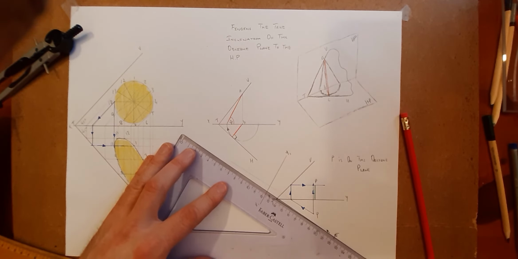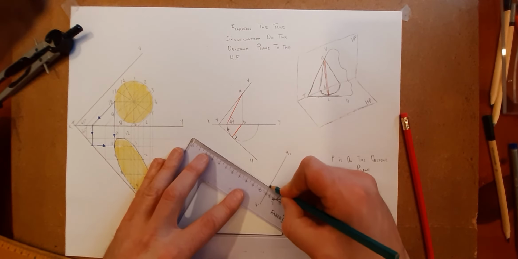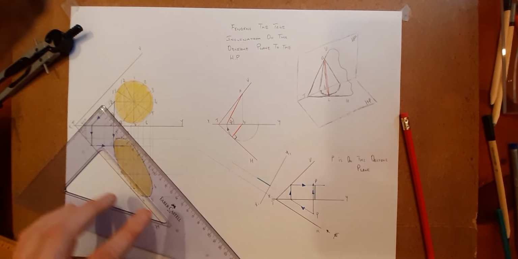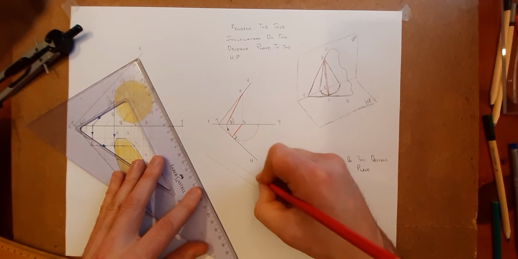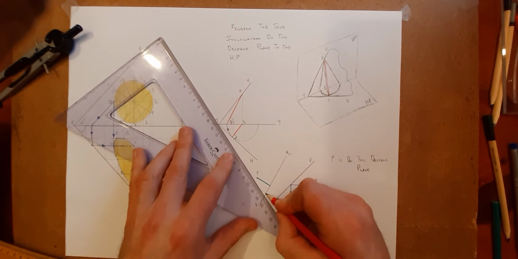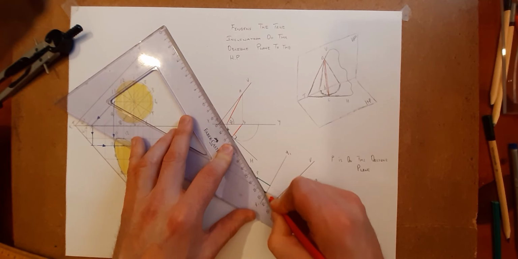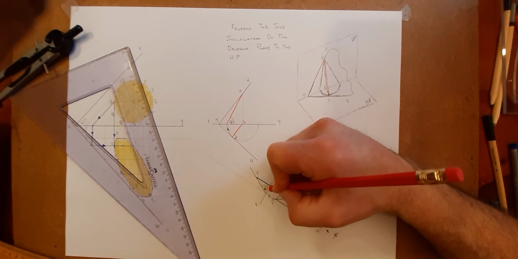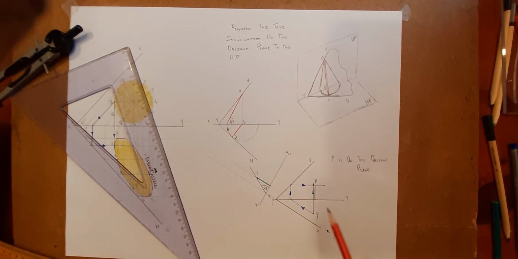Okay, let's draw that in my color again. Okay, that is P there. Now I'll see an edge view of the oblique plane. And by seeing an edge view, I'll get the true inclination of this oblique plane to the horizontal plane. So two ways about doing it, the cone and an auxiliary.